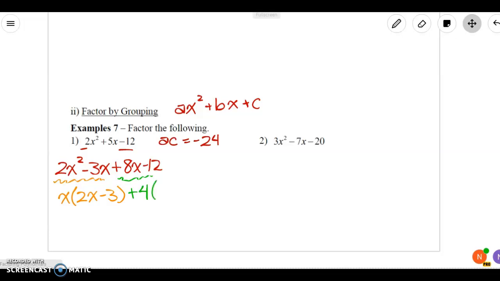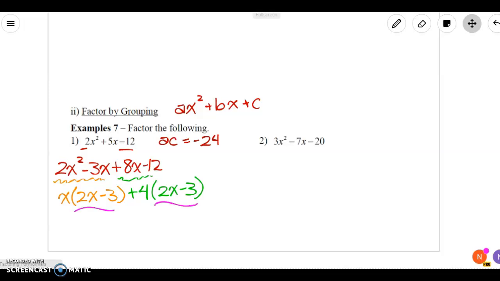And in brackets, what's left behind is 2x minus 3. Okay, again, I'm not changing the value of the expression. If you multiply out using distributive property, you'll still have 2x squared minus 3x plus 8x minus 12, but I'm factoring the first two parts and the last two parts, and the hint that I'm on the right track is notice I have 2x minus 3 and also 2x minus 3.